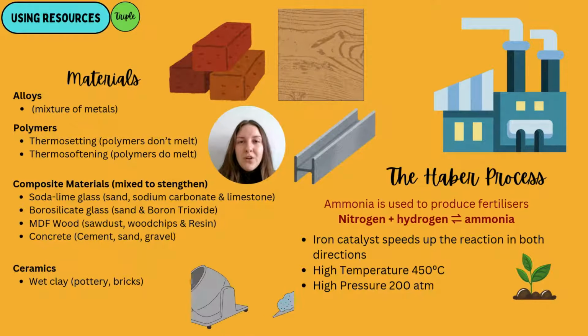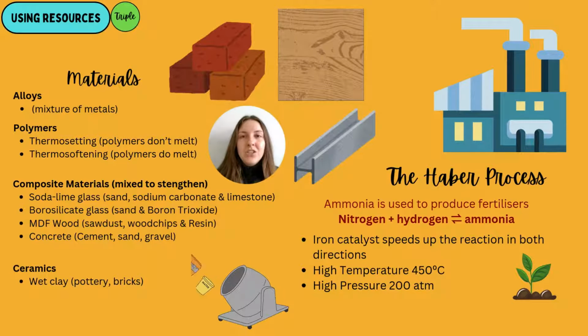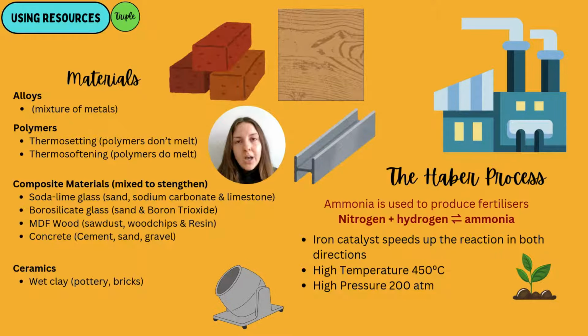Another type of material you should know is something called a composite material. And this is used to strengthen specific materials. So some good examples of composites include soda lime glass, which essentially is a mixture of sand, sodium carbonate, and limestone. This is used in making buildings, making products that can be used in industry. We also have something called borosilicate glass, which is also made of sand, but also something called boron trioxide.